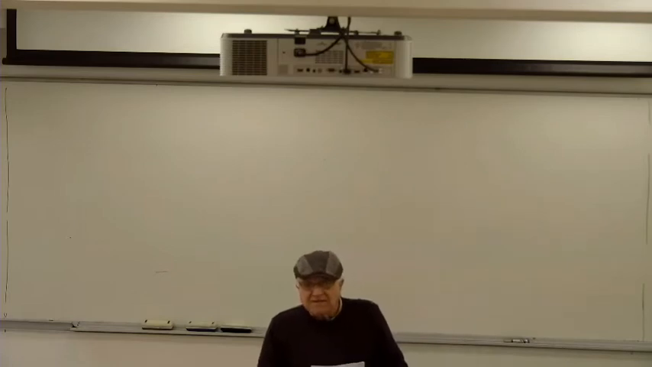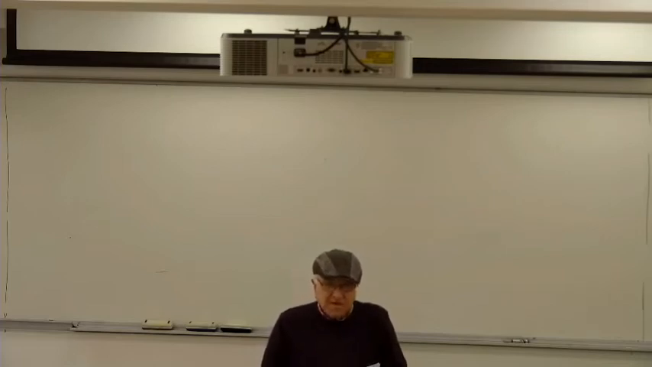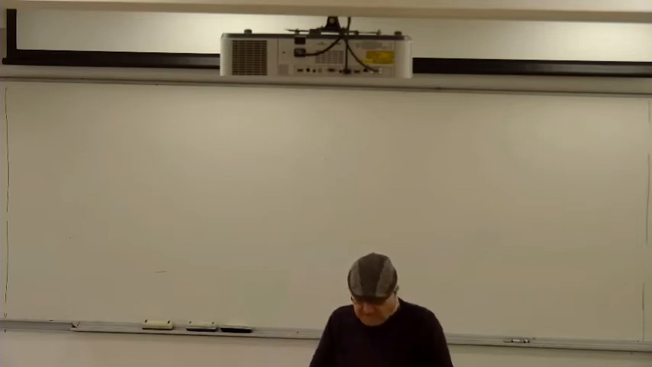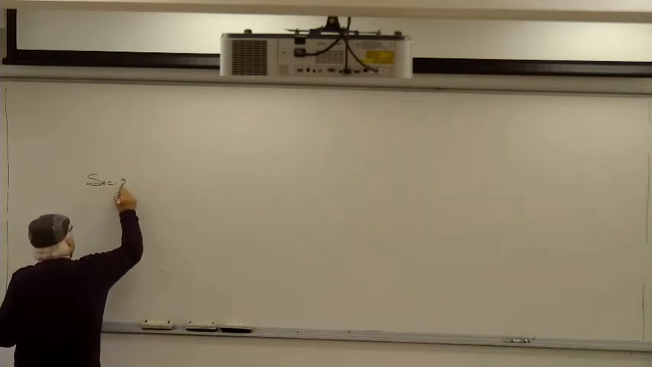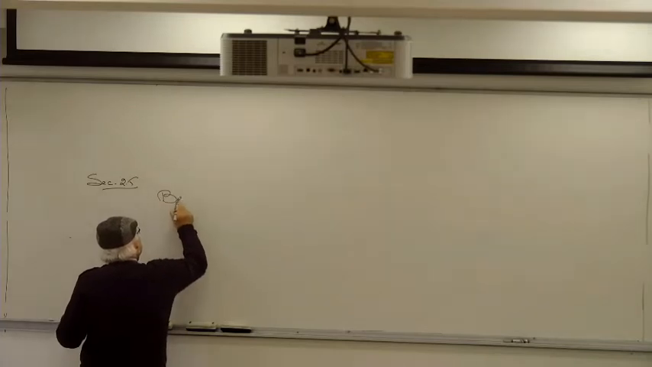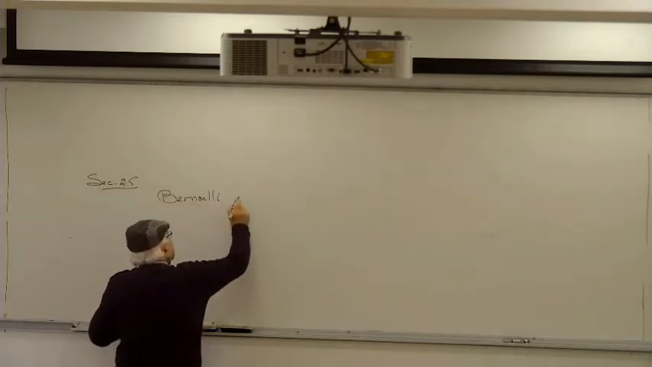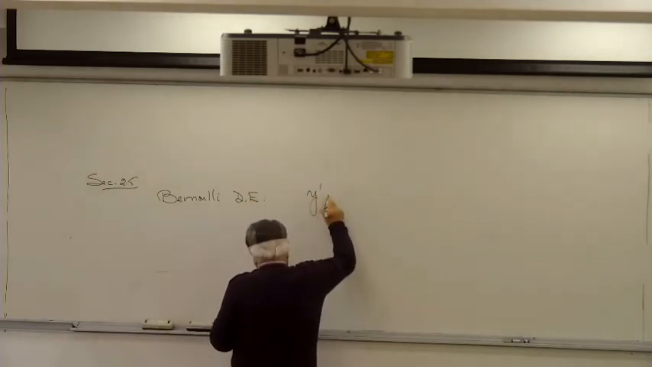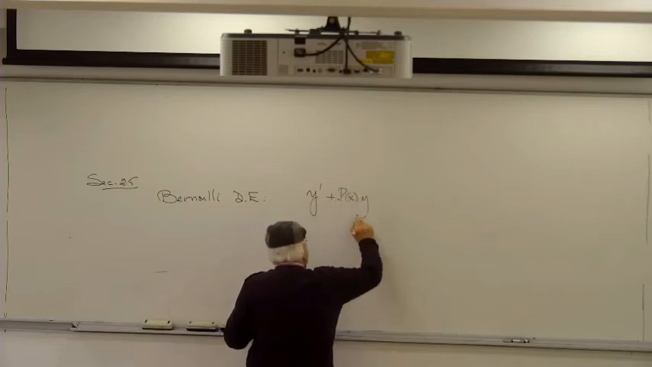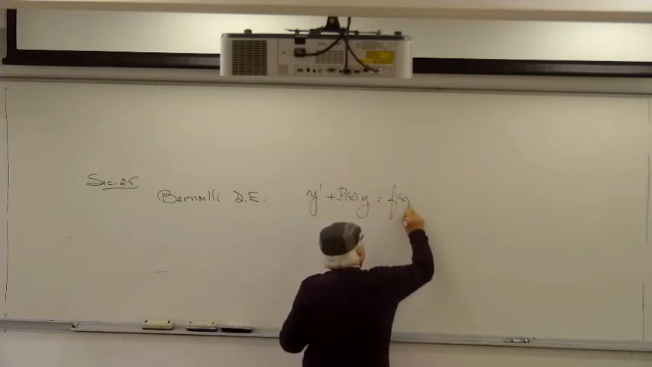Section 2.5 starts with substitution methods. One such method is to take a differential equation which is not linear and try to make it a linear differential equation. One of these types is the Bernoulli type differential equation, which has the form y prime plus P of x y equal to f of x y to the power n.